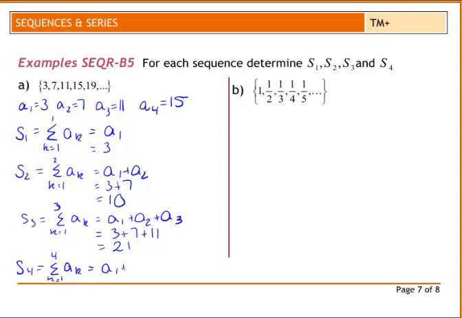S4, sum from k is 1 up until 4 of a of k, so that's a1 plus a2 plus a3 plus a4, so the sum of the first four terms, so 3 plus 7 plus 11 plus 15, and that gives me 36.